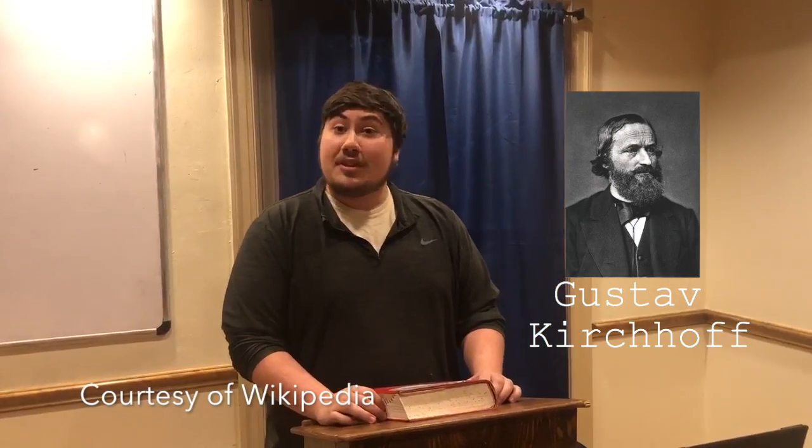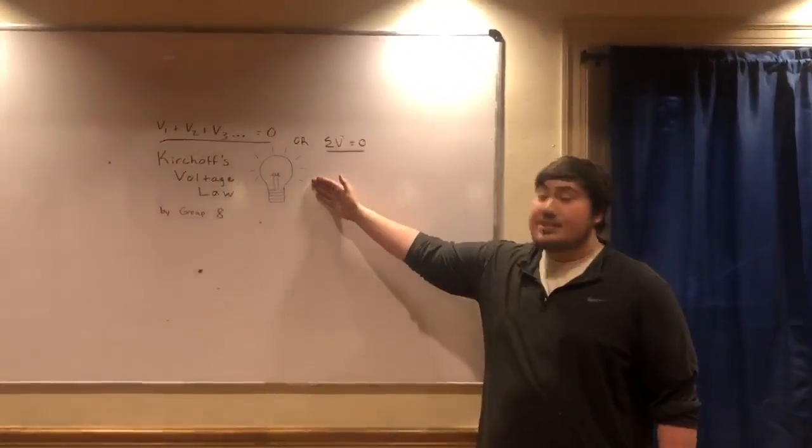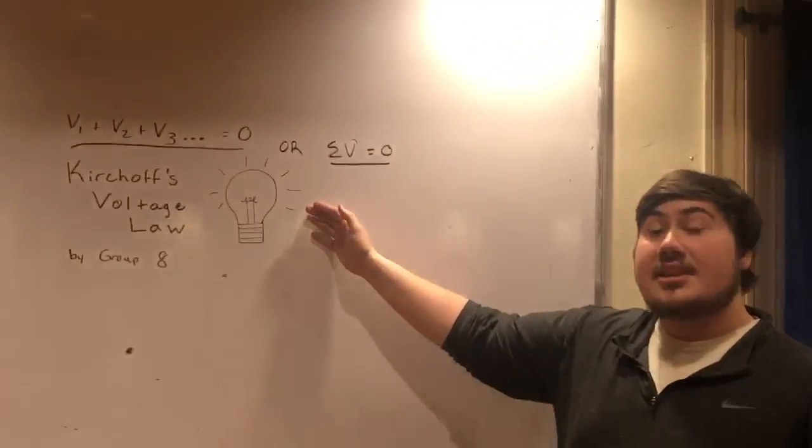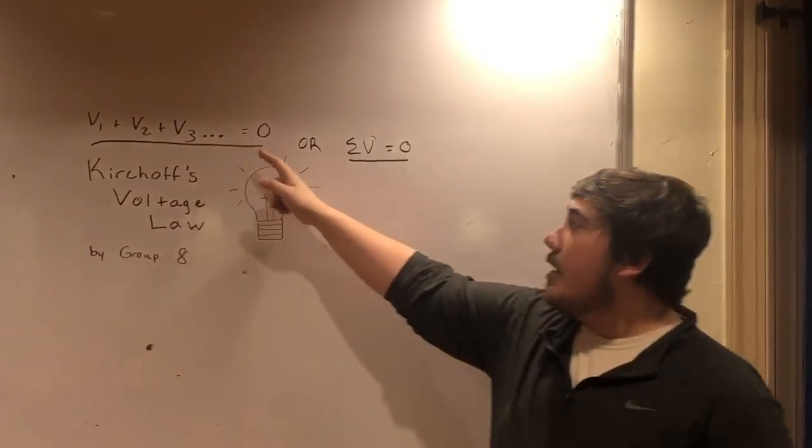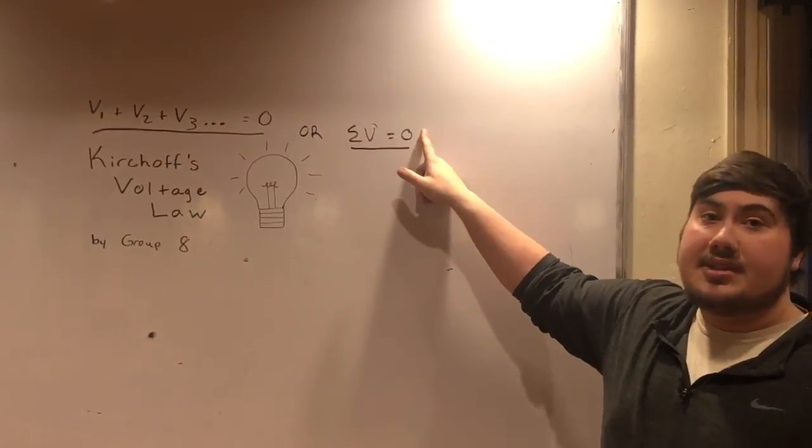You see, in 1845, a man named Gustav Kirchhoff introduced fundamental electrical laws to the world. One of his laws was his voltage law, which states that the sum of the voltage drops around a loop has to be equivalent to 0.